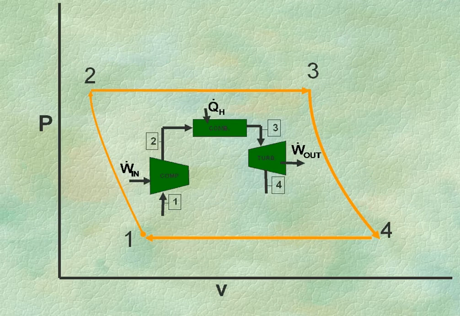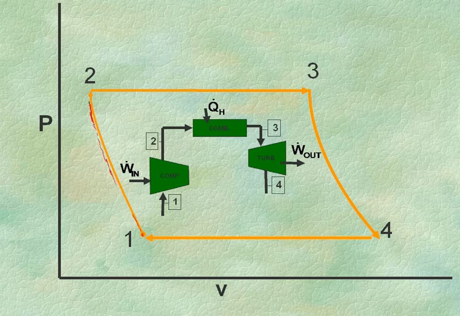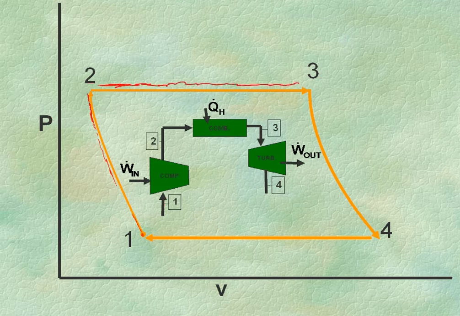Here it is on a PV diagram. Basically, you start with state 1 with a low volume and a low pressure, and then you raise the pressure up as you compress it, and the volume's getting lower. Here you're adding heat at constant pressure in your combustion chamber, so the temperature goes up, and since the pressure is held constant, the volume also must go up.